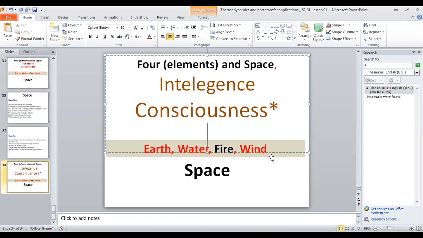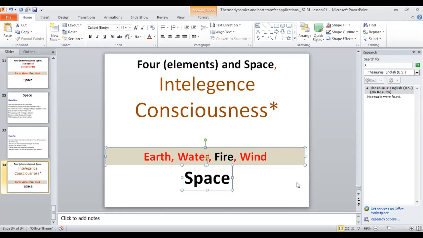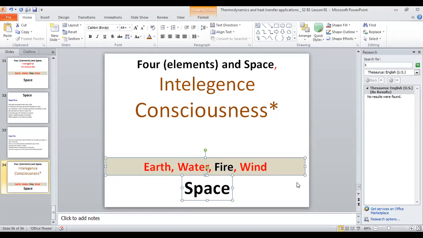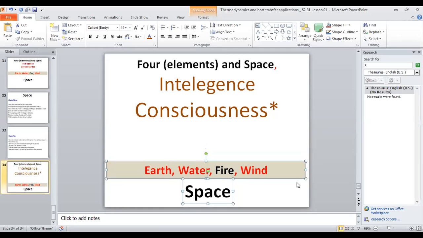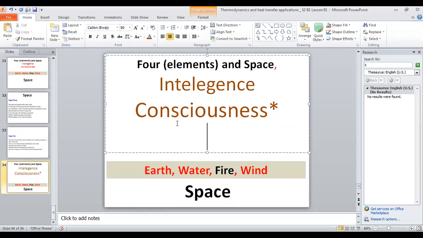So this helps you get ready to receive the subject, when you are aware of consciousness. This is the most precious, of course, 4 elements plus the space, yes. Because of consciousness.